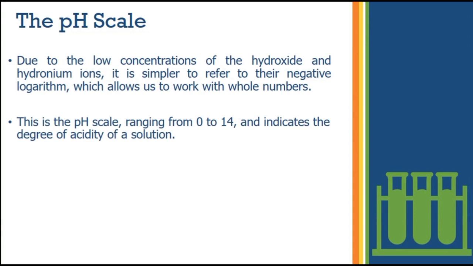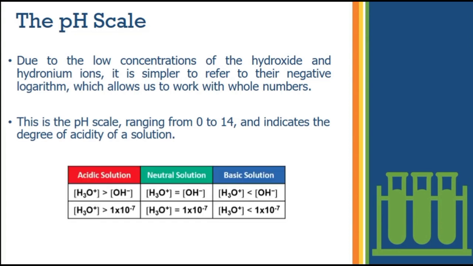The pH scale ranges from 0 to 14 and indicates the degree of acidity or alkalinity of a solution. Have you got that, grade 12s? The pH scale, this is in the examination guidelines, is a scale of numbers ranging from 0 to 14, and it indicates the degree of acidity or alkalinity of a solution. And so here we have a very nice table that shows us, in an acidic solution, notice the concentration of the hydronium ions is greater than the concentration of the hydroxide ions. Hence, the concentration of the hydronium ions is greater than 1 times 10 to the minus 7.